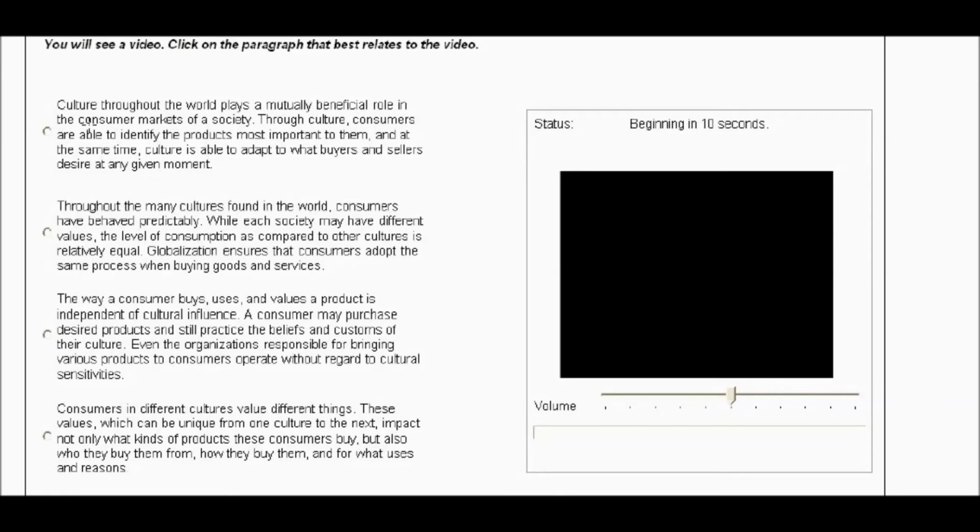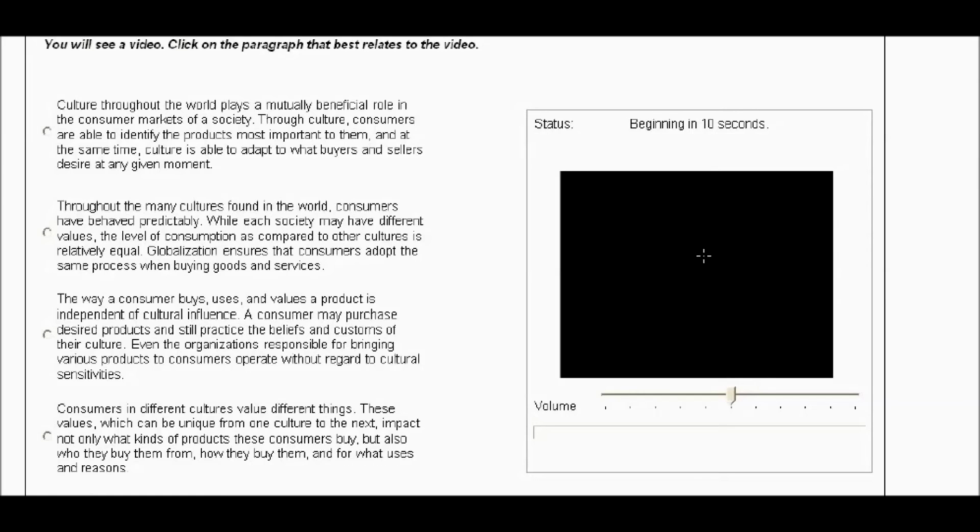Okay, so let us read this. Culture throughout the world plays a mutually beneficial role in consumer markets of a society. Mutually beneficial role is not there in the listening audio. So mutually beneficial role is wrong actually, and not the right answer. So you can leave the first paragraph now.